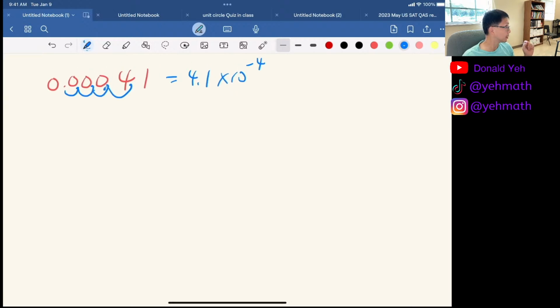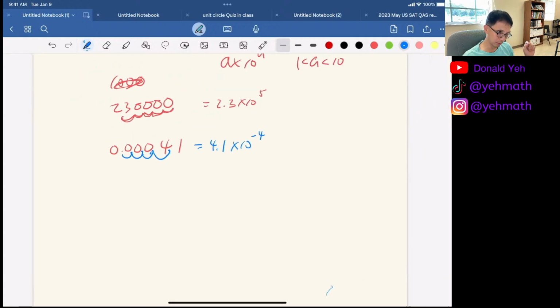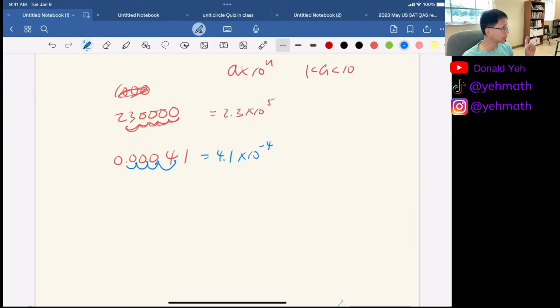Yes. Is that sort of multiplication? That's multiplication. It's not x. Good question. That's a times.